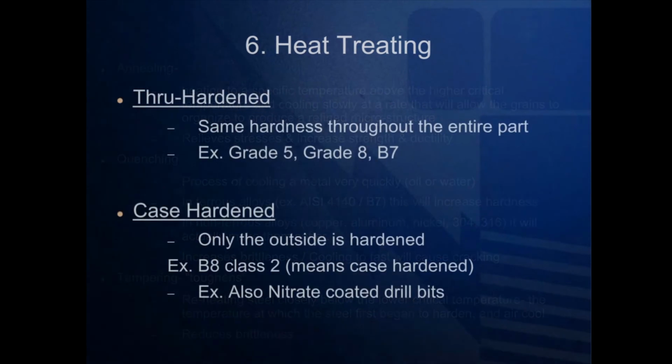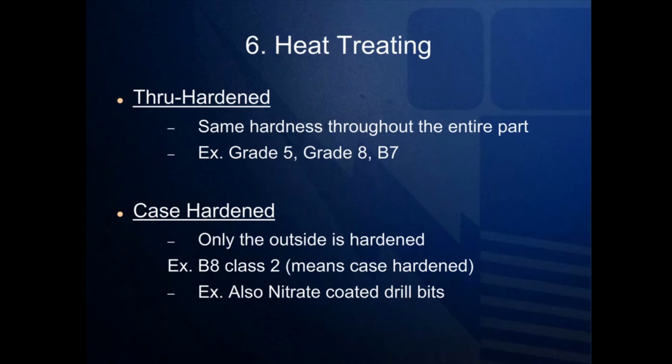Now is a good time to point out two different terms regarding the fact that not all items harden the same way. Grade 5, Grade 8, and Grade B7 materials are examples of things that are through hardened. Similar to a marble, the hardness of a through hardened part is the same on the outside as it is on the inside. On the other hand, similar to how M&Ms have a hard candy shell with a soft center, some items are case hardened, in which the outside case is harder than the hardness of the core.